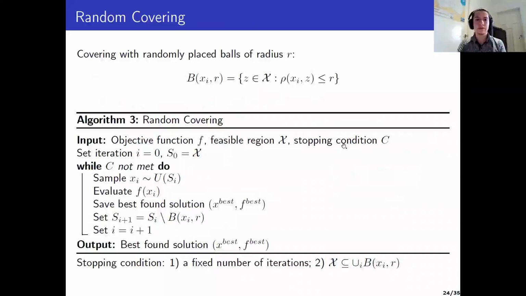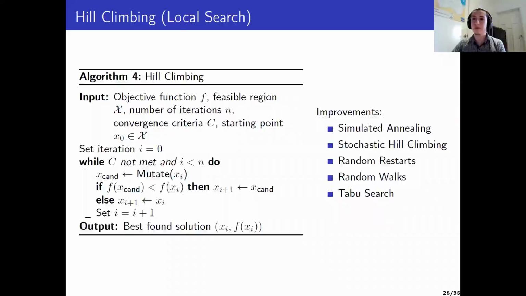All right, so from random covering, we'll go now to simulated annealing. Simulated annealing is a very popular stochastic global optimization method. But in order to introduce it, first I'll introduce hill climbing, which is a local search algorithm. So in hill climbing, we pick starting points, and in each iteration, from the iteration points, we get a set of candidate points.